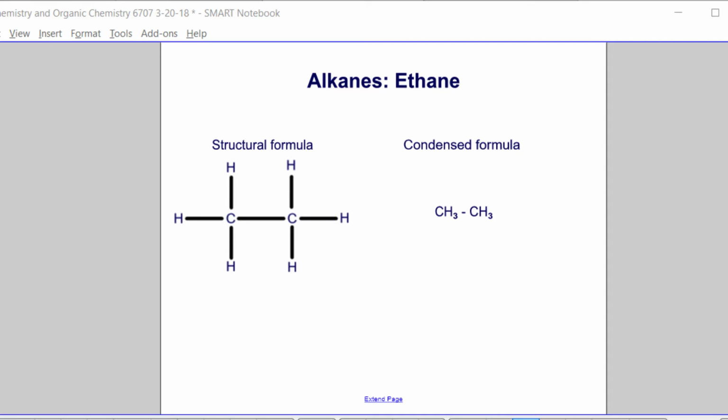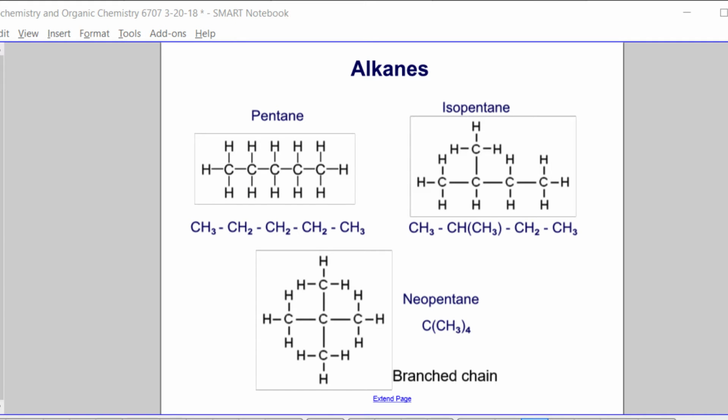Ethane contains 2 carbons and 6 hydrogen atoms. We might write a condensed formula to show the connection of those 2 carbons in a straight line, as the first carbon having 3 hydrogens bonded to it, and then the second carbon also having 3 hydrogens bonded to it, so CH3, CH3. You can see here the structural and condensed formulas for several pentane alkanes.